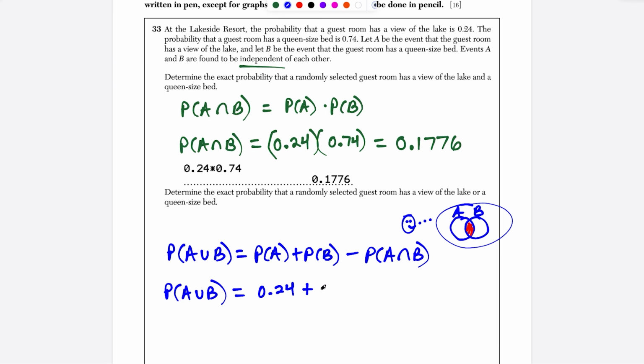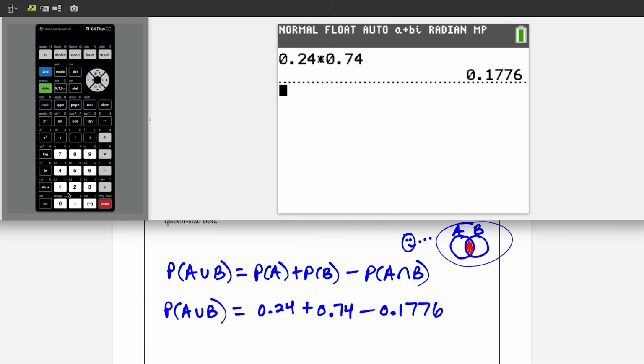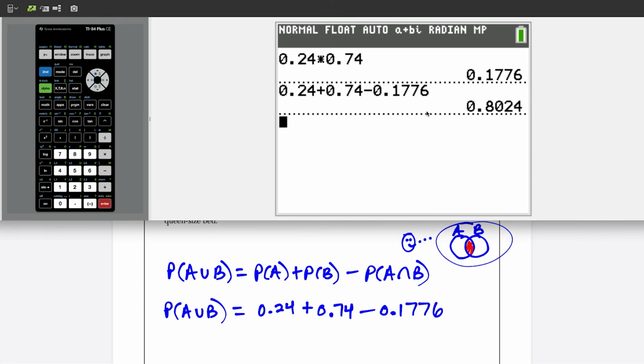And then we have plus the probability of B is 0.74, but we're going to subtract out the value we found in the first part, the 0.1776. So let's type this in. We have 0.24 plus 0.74, and we're going to subtract 0.1776. And we get this decimal here.